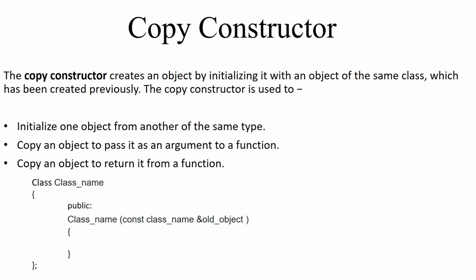So we are taking this as const because we want that all of the values of the previously assigned object shall not be altered in the function's definition. So that's why we are taking it as const. And in the constructor itself, the definition of the constructor is written, and the assignments are done.